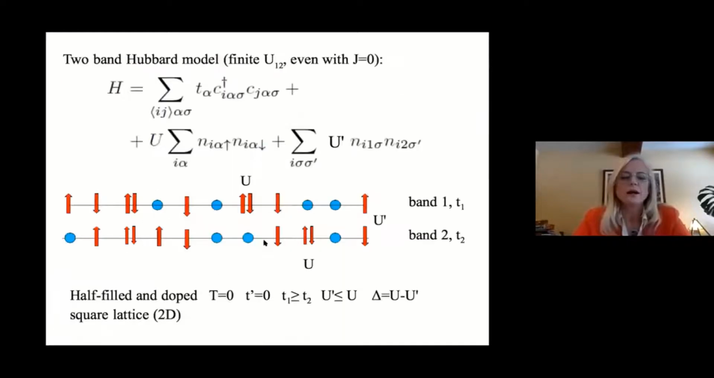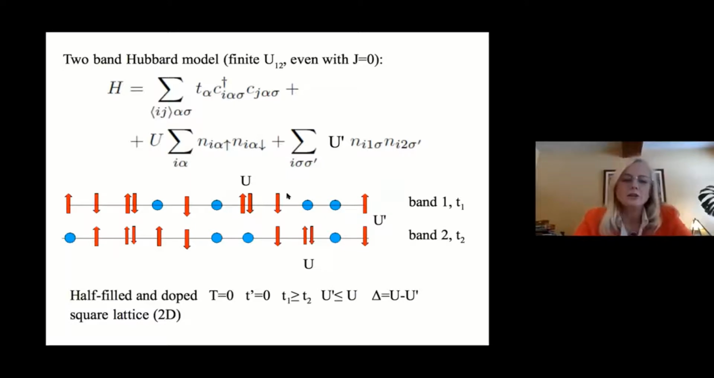So to simplify the model, we consider J equal to 0. First we get rid of the J interaction, and we only keep the local U and the interorbital Coulomb interaction U prime. We consider two bands. One band which would be very wide, and the other band which will be narrower, and we want to look at the orbital selective Mott case.